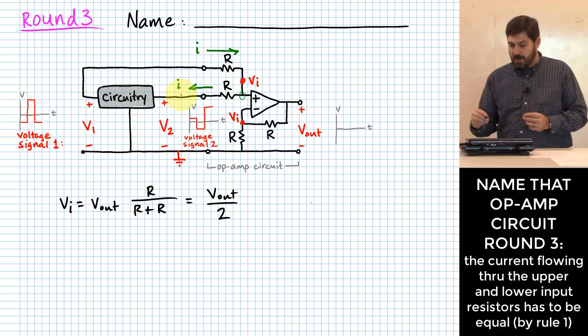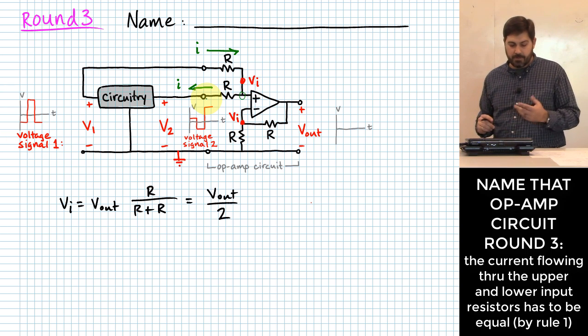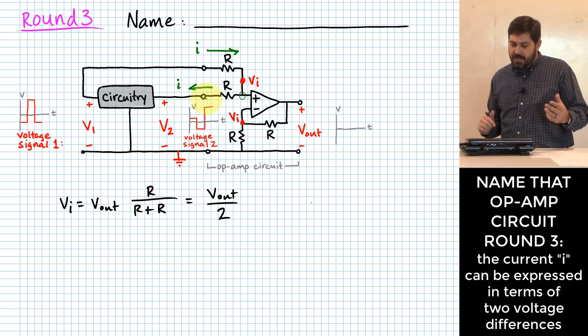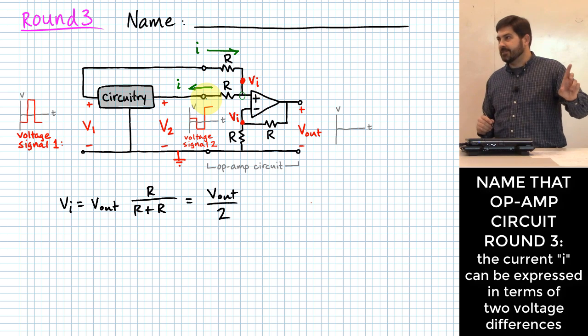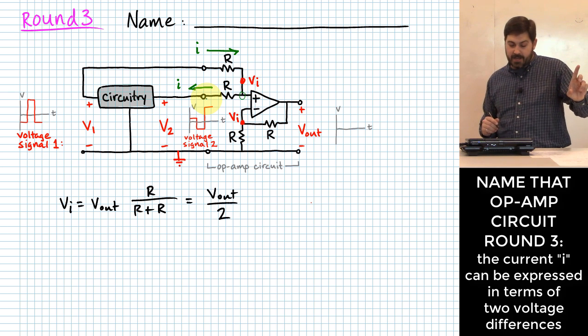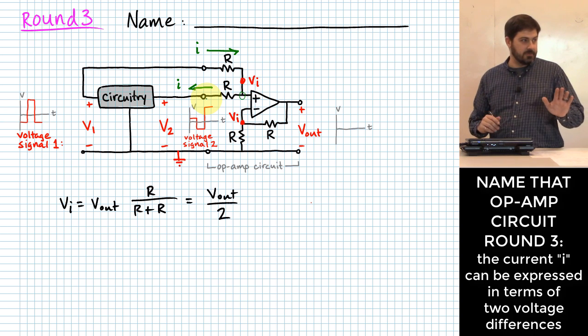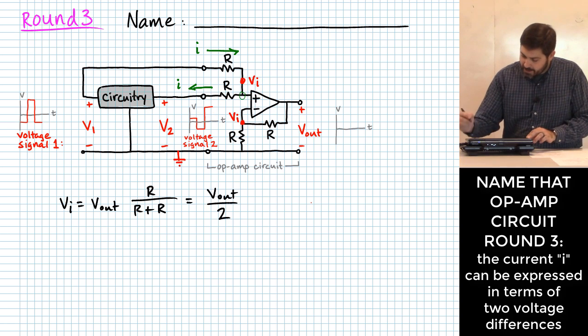It's going to be the same I that flows all the way around that circuit right there. Okay, those are a couple of I's that I've got. Let me ask this. Can I do something similar to round 2 and go ahead and figure out what those I's are going to be in terms of voltage differences, kind of like we do in nodal analysis? Okay, see some heads nodding.